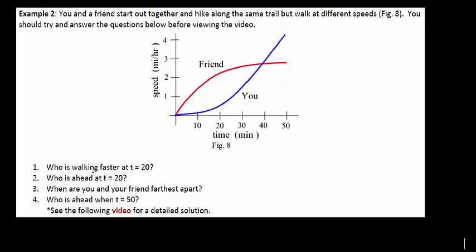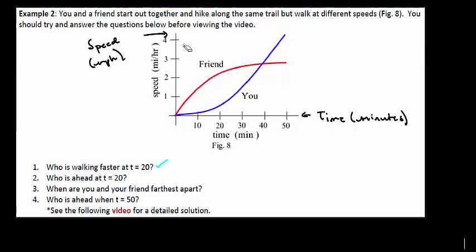So it says 1, who is walking faster at t equals 20? Well, let's take a look which axis is which. So this x-axis looks like it's time, right? And it's measured in minutes. And then this vertical axis up and down looks like it is velocity or speed. Okay, so speed in miles per hour. Okay, and so now we know what our axes are, so let's look for 20.